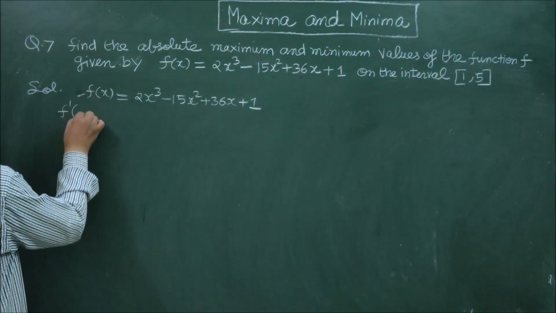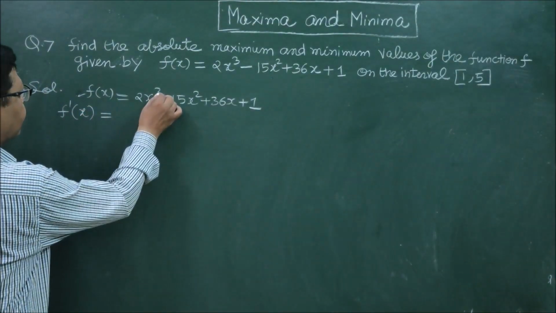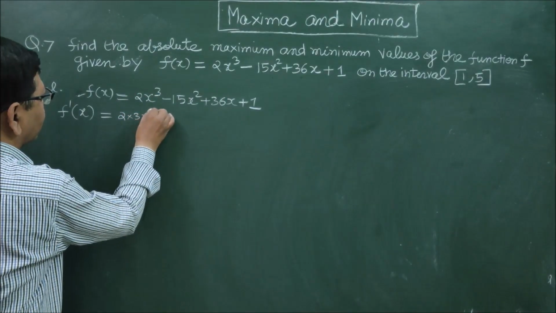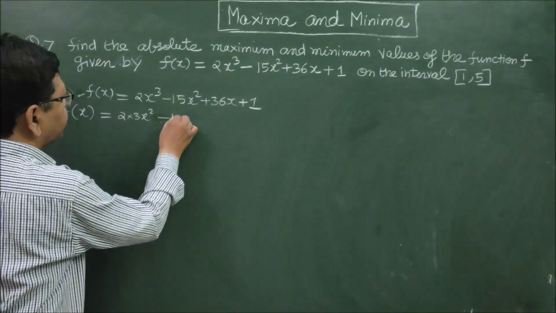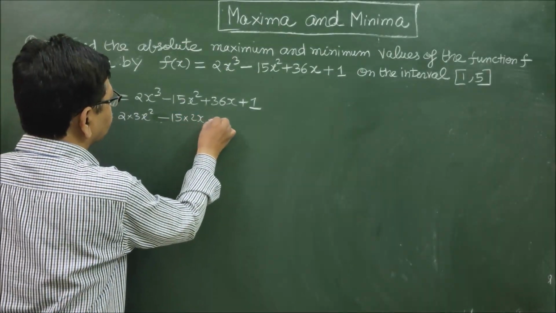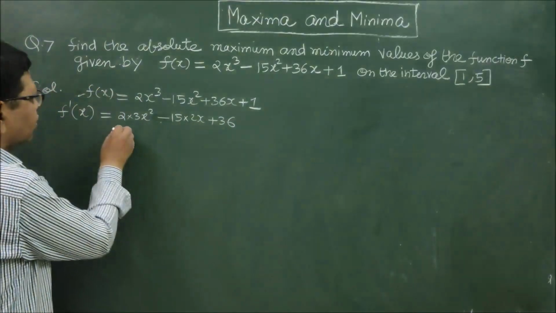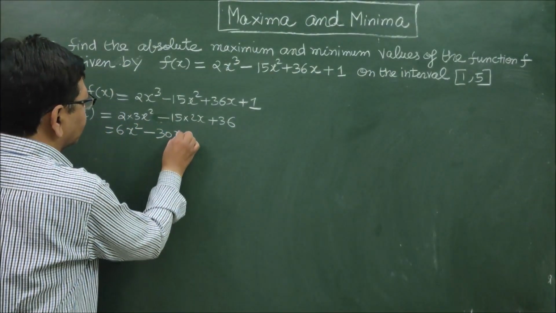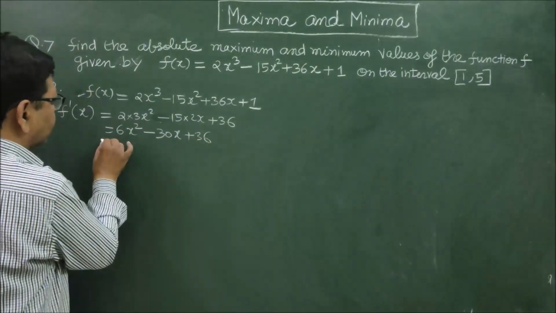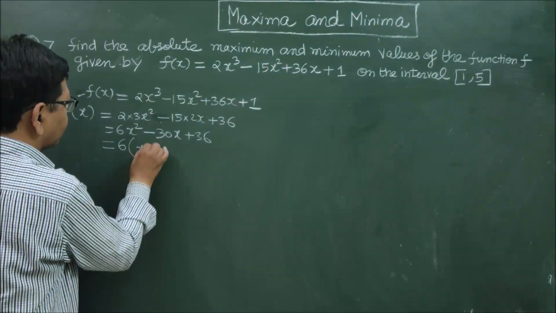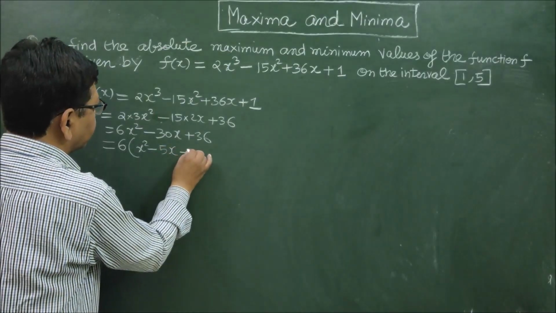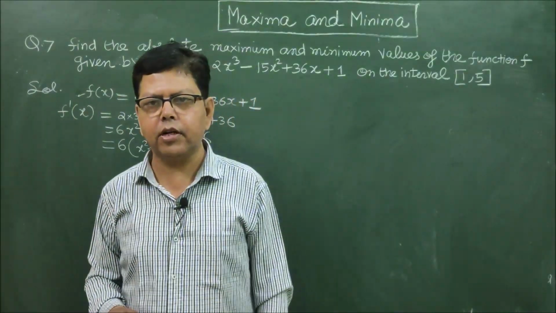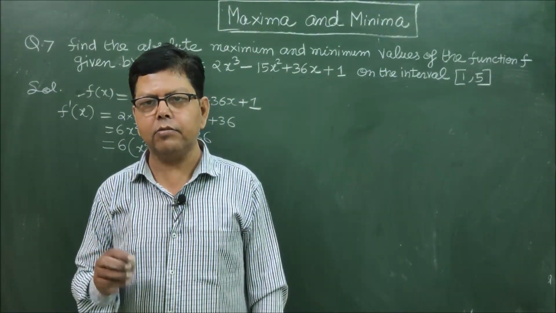Differentiating it with respect to x, f'(x) is equal to, x³ gives 3x², so 2 into 3x², plus minus 15 into 2x, plus 36. So this gives us 6x² − 30x + 36. From here we can take 6 as common: 6(x² − 5x + 6). So for finding the critical points in this interval, let us put the derivative equal to 0.